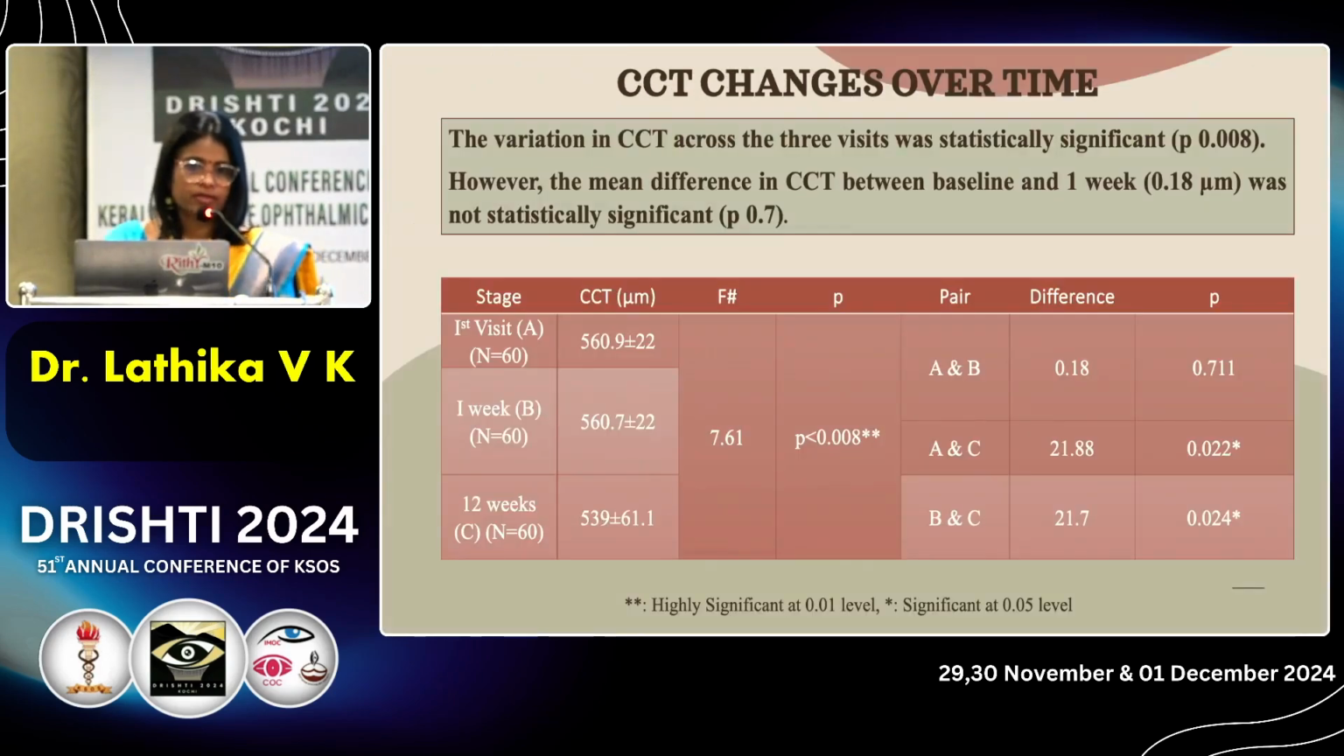So we looked at whether CCT changes paralleled the glycemic status changes. What we found was that there was a statistically significant variation in CCT across the 3 visits. However, the mean difference in CCT between baseline and 1 week did not parallel the glycemic control that was obtained during that period. In fact, the CCT came down only after 3 months.